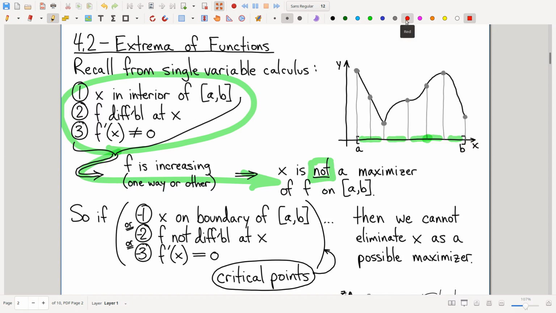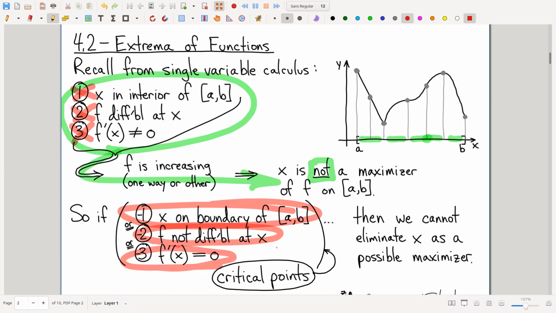The problem is that at some points these conditions fail. I have points that are not in the interior of my domain. There are points where the function is not differentiable. That happens. Boundary points are not in the interior. Again, points that are not differentiable. And there are some points where the derivative is 0. Y'all okay? Okay. All right. Points where the derivative is 0.